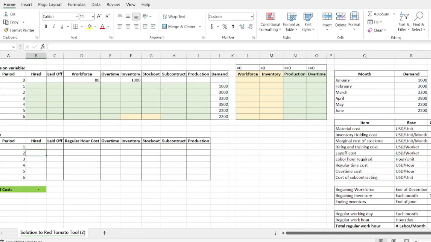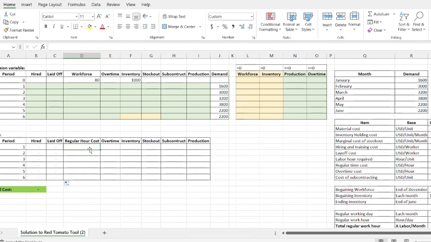So every person I hire will be adding $500. Similarly, layoff will be the number of persons I am laying off multiplied by 500. Let's block it with F4. Okay, I locked it. So this is it.